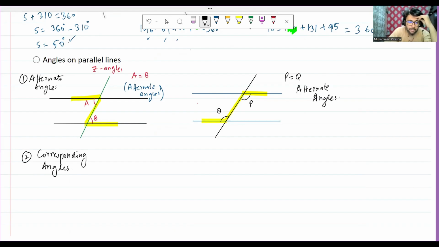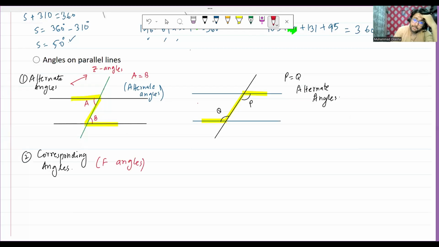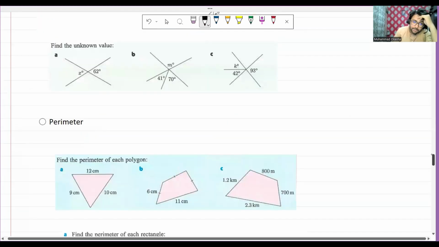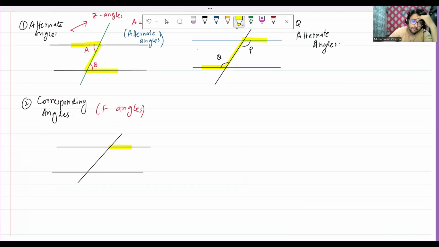Alternate angles are called Z angles. Corresponding angles are called F angles. So the angles that form an F on a parallel line, I'll tell you what I mean by that. Here's a parallel line, right? A transversal that cuts through these parallel lines like that. All right. Then the angles that form an F. Take a look. Do you see this?